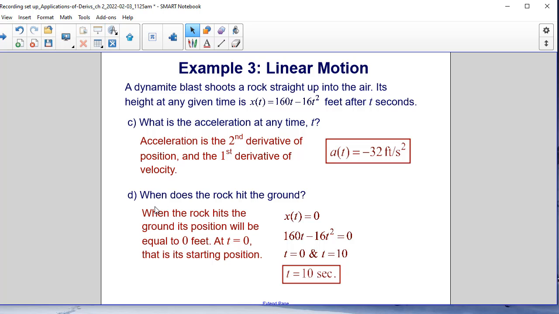Now we want to know when the rock hits the ground. The rock is going to hit the ground when the height is 0, so we solve for 0. This is a quadratic, so we're going to get two values. It's at the ground at t equals 0, which makes sense because before the rock blasts off, it's at ground level. But then it's going to hit the ground again at 10 seconds, because the rock is going to travel up 400 feet and come back down. So the rock is going to hit the ground when t is equal to 10 seconds.